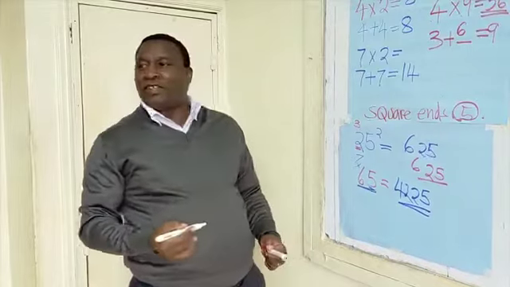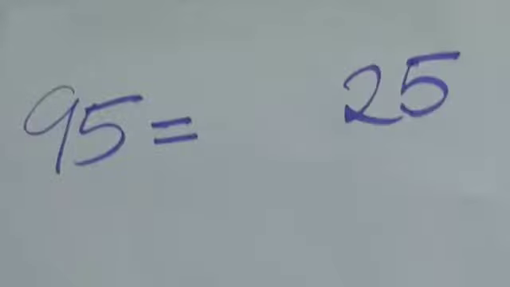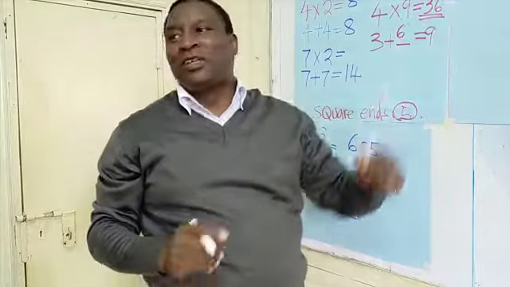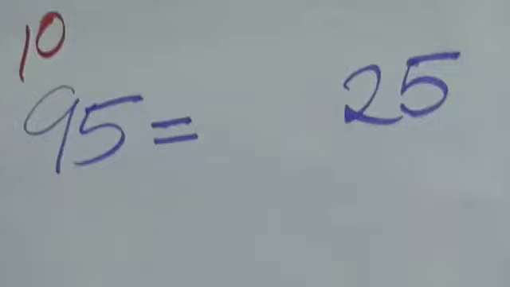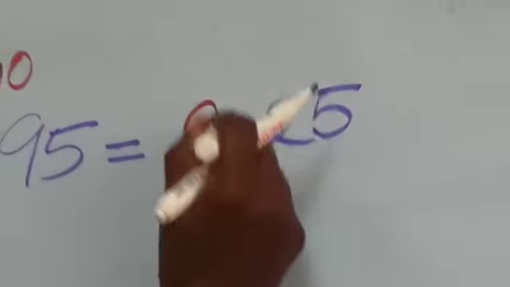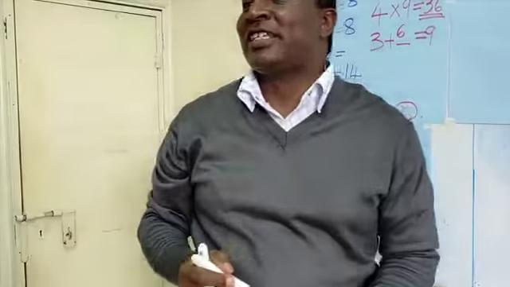Alright? You can even try a bigger one. 95. The number coming at the end will be 25. We look for a digit that is just above 9, which is 10. What is 10 times 9? 90. So 95 squared is 9025. And you can try that severally.